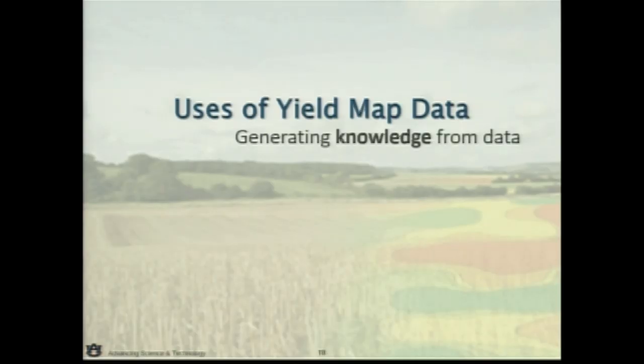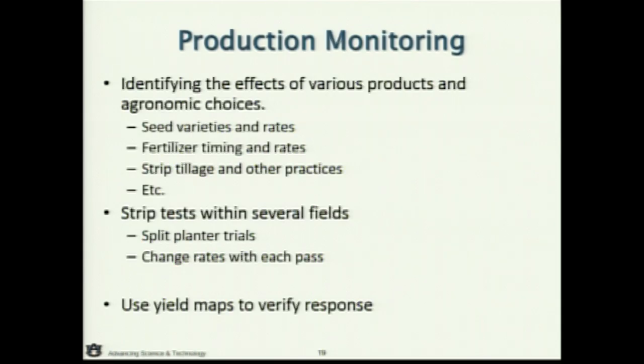Let's get down and talk about yield maps or trying to generate knowledge. We've already been through all this. A lot of these are pretty obvious, looking at varieties, seeding rates, the timing of fertilizer, if I'm trying to do multiple applications of nitrogen versus how I traditionally do it in a single or split, the rates of nitrogen, any of these type of things, we can use yield monitors. How about strip tillage? A lot of guys are interested in strip tillage, but what does that mean to me and some other practices?